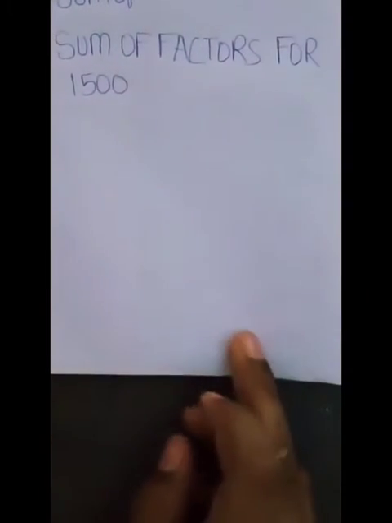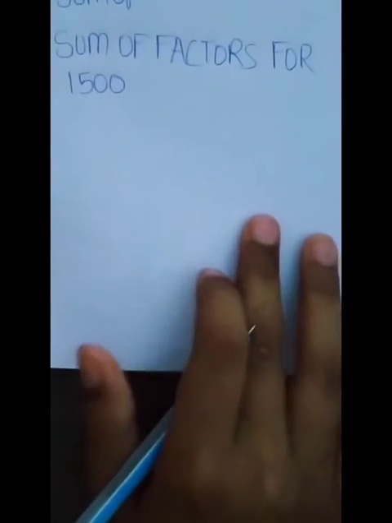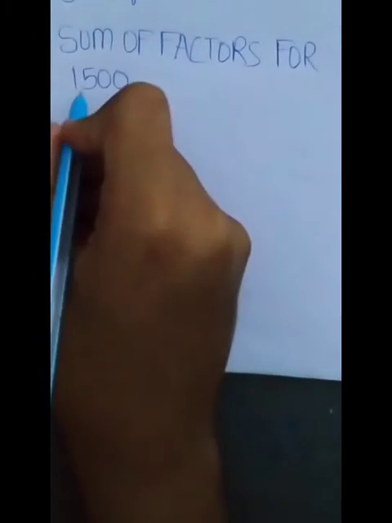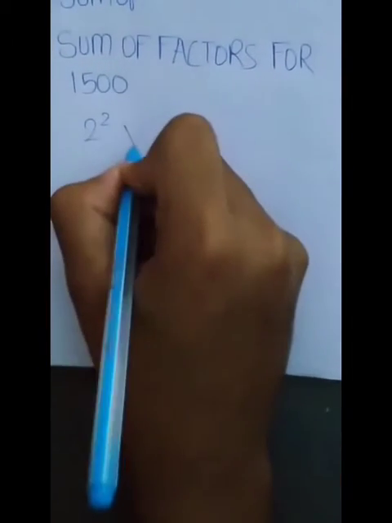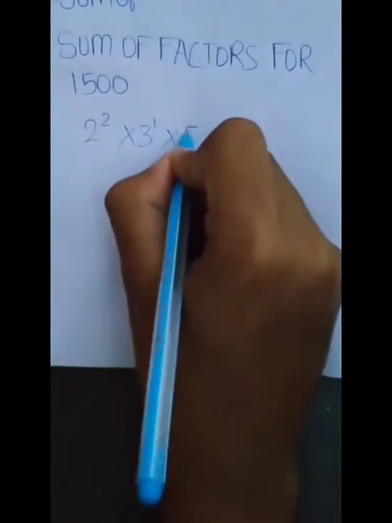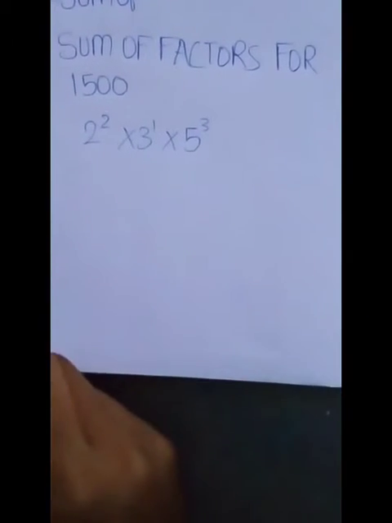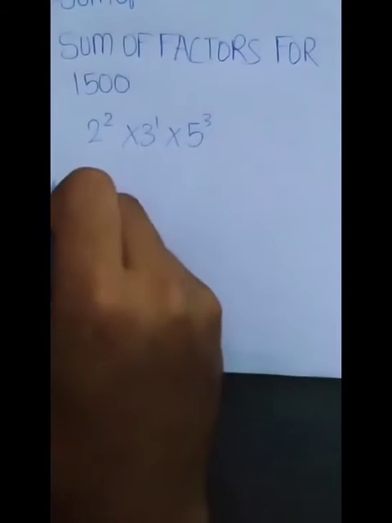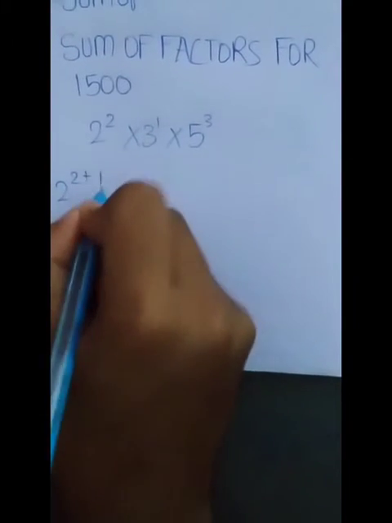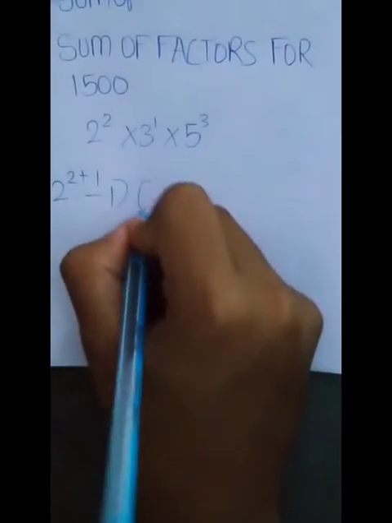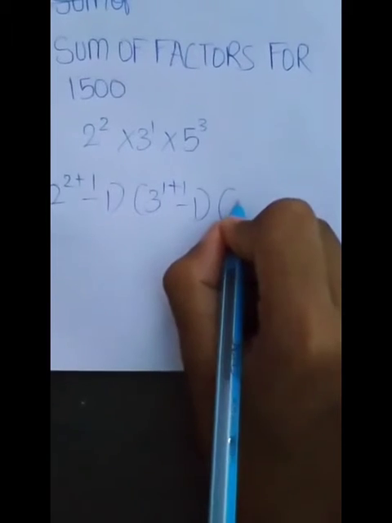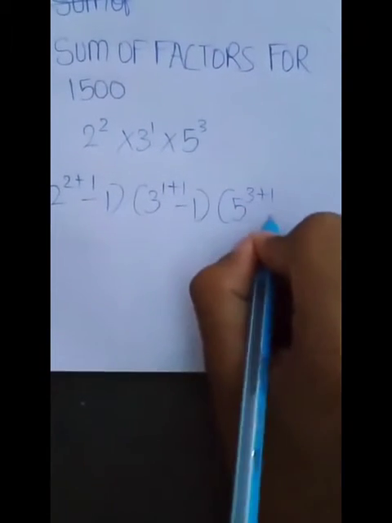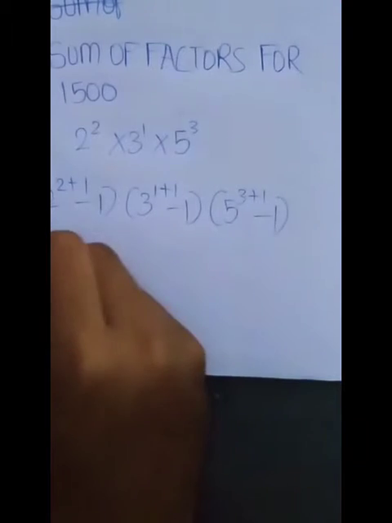Sum of factors for 1500. So this is also nothing. We have to just know the formula for sum of factors. As we know, factorization of 1500 will give us 2 power 2 into 3 power 1 into 5 power 3. Now the formula for sum of factors is (2 power 2 plus 1 minus 1) into (3 power 1 plus 1 minus 1) into (5 power 3 plus 1 minus 1).